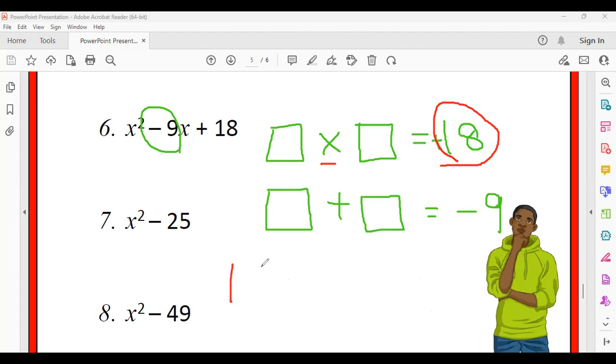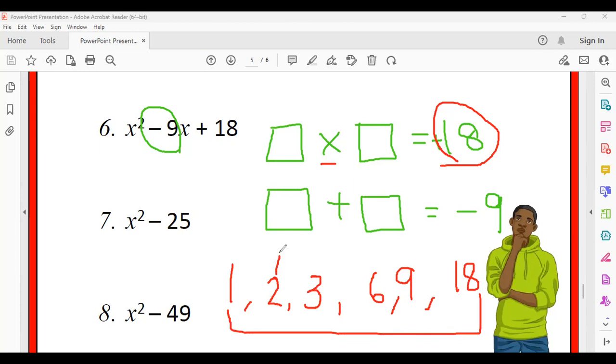Put your answers in chat. 1 and 18. I have 2 and 9, which will be another pair. Any other pair? You'll have 3 and 6. These are your pairs for 18. 1 and 18 is a pair. 2 and 9 is a pair. 3 and 6 is a pair. You got to use this, and ask yourself, which numbers when you multiply, you're going to get 18.